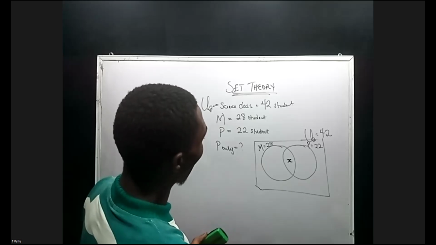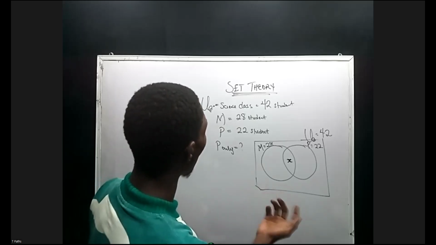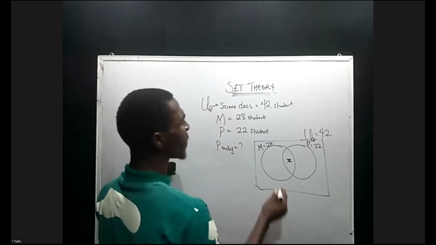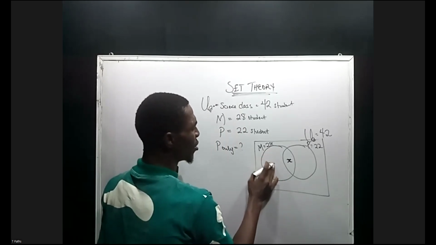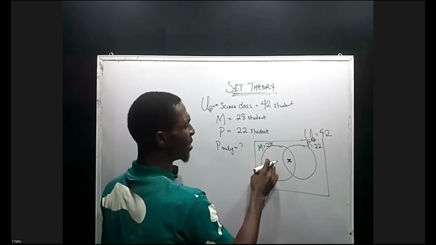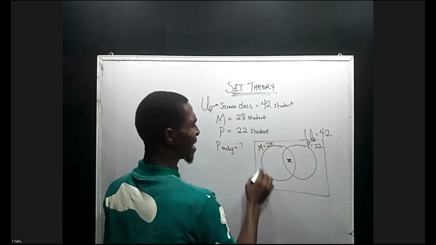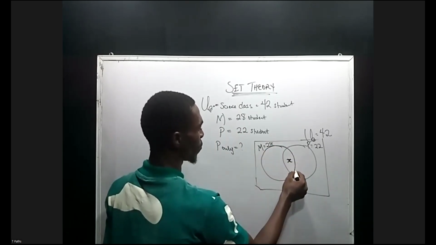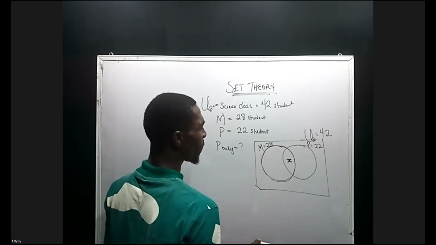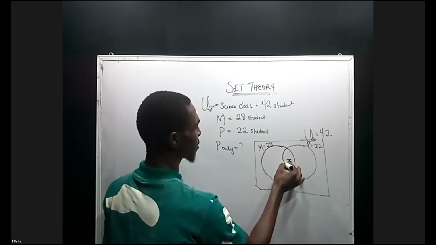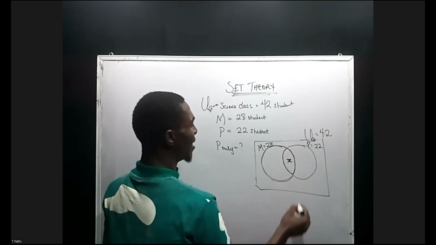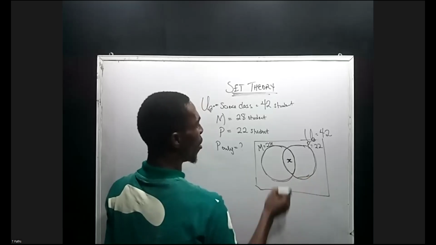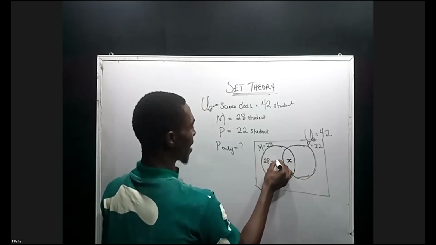Now, having known that the combined value of math and physics is X, definitely the number of students that offer math only is this part here. So the number of students that offer math only is the difference between 28 and X. Why? The number of students that offer math is this whole circle. The number that offer just the combination of math and physics is this small circle here. The number that offer physics only is this circle here. Now, for this part here, it is 28 minus X.